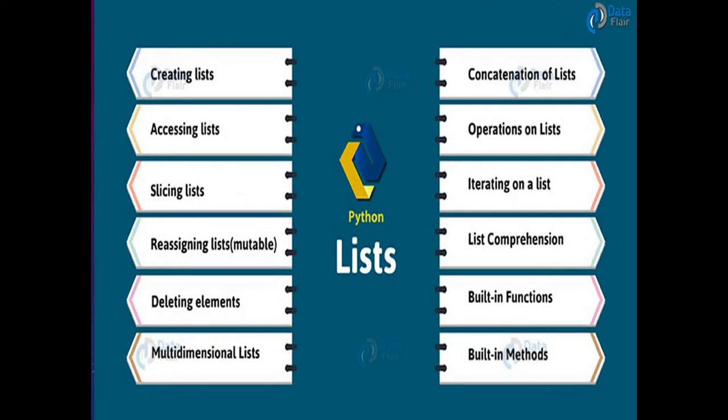Using a list, we can create a list, access a list, slice a list, and delete elements. You can iterate and you can do concatenation, and so many built-in functions are also available in lists in Python.